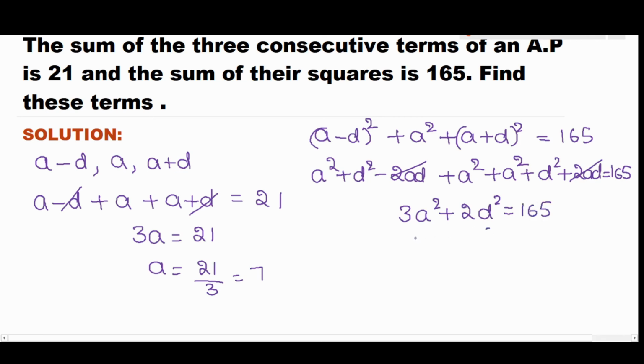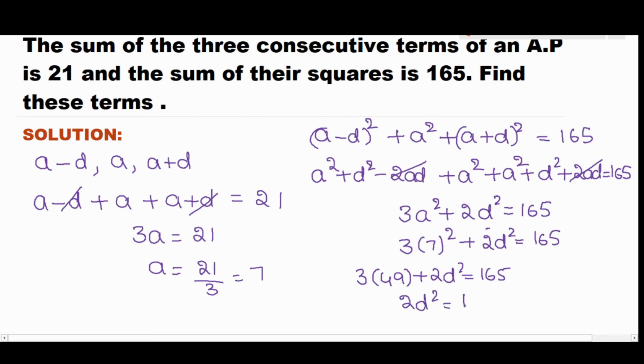So I want d value. I'm going to substitute a value there. A is 7, so 3a square plus 2d square is equal to 165. So 3 into 7 square is 49, plus 2d square, which is equal to 165. I want 2d square, so I'll bring this term this side. So you get 165 minus 3 into 49, which is nothing but 147. So on subtracting this we get 18.